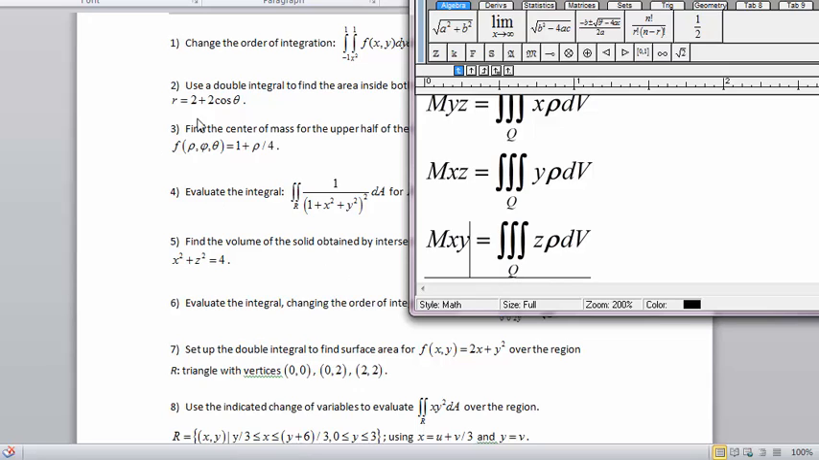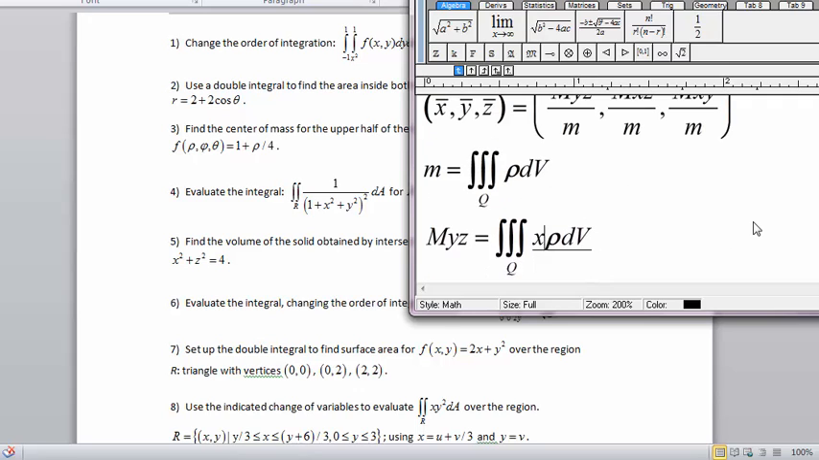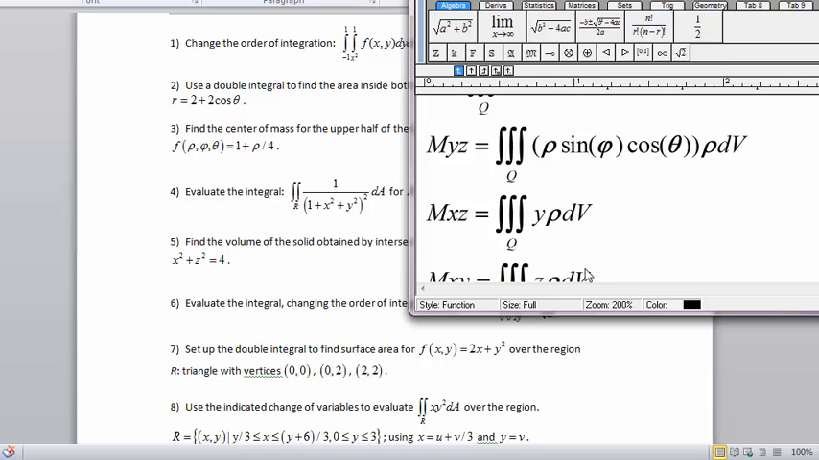Now, notice that your density function is given in spherical coordinates, so you won't actually be using x here. You'll be using what x is equal to in spherical coordinates. You'll be using rho sine phi cosine theta. The same thing for y and z, use their transformation in spherical coordinates.